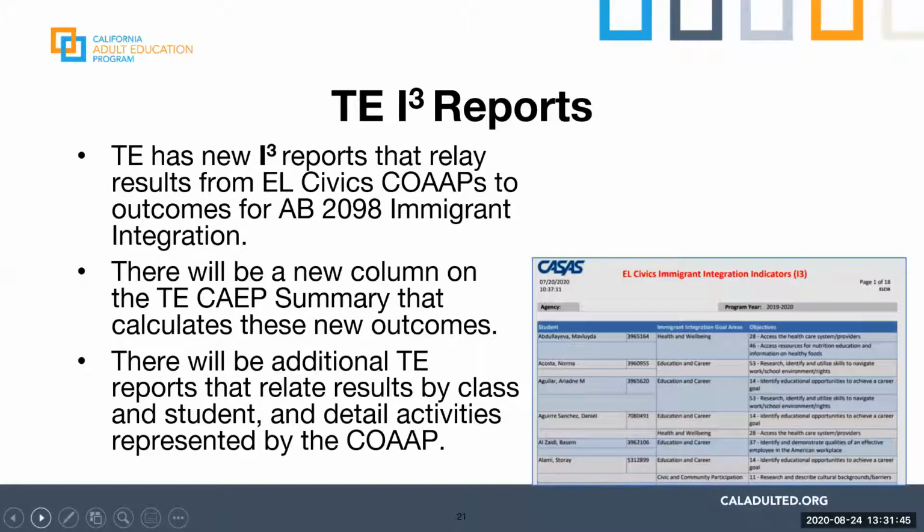The other thing worth mentioning is there will be a new column on the TE summary report this year to record those I3 outcomes. That is those COAPs that relate to immigrant integration indicators will be an official CAEP outcome and reported on the CAEP summary as a newly formed I3 column for CAEP summary official outcomes. And I think on that note, I'll quit.